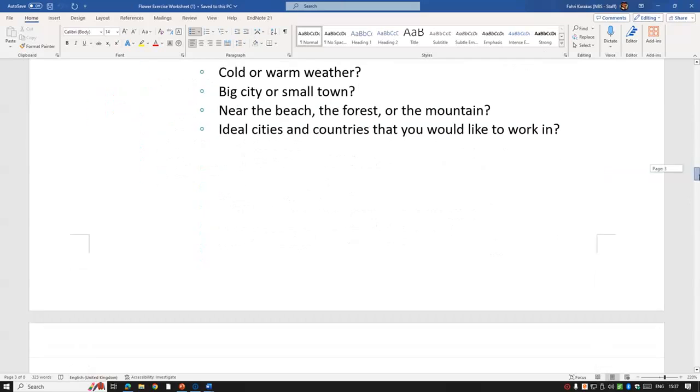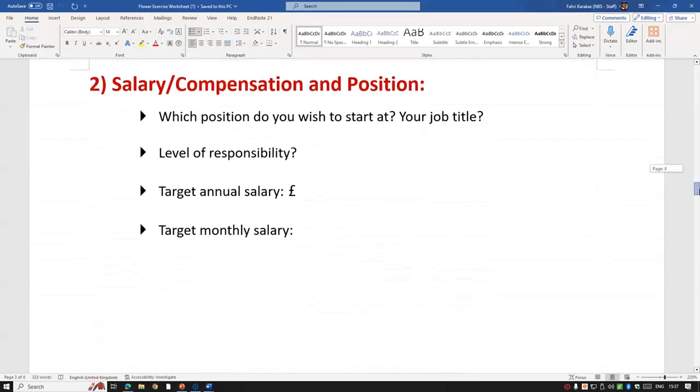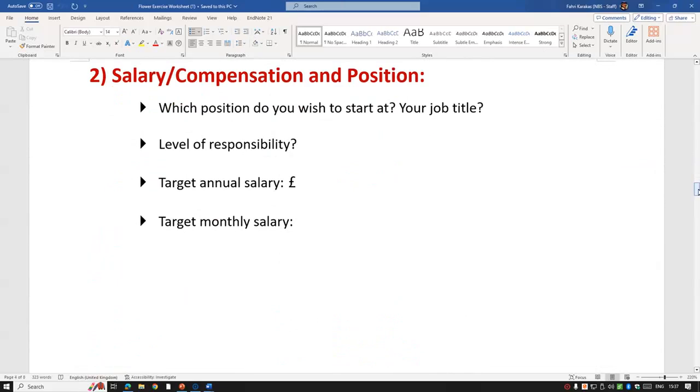You can quickly type it up. Okay. The second one, salary and position. What position do you wish to start at? Your job title, level of responsibility. Do you want to manage other people, be responsible for other people, or start as a professional who works alone first? What's your target annual salary?